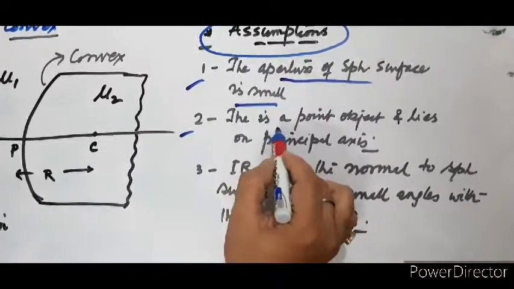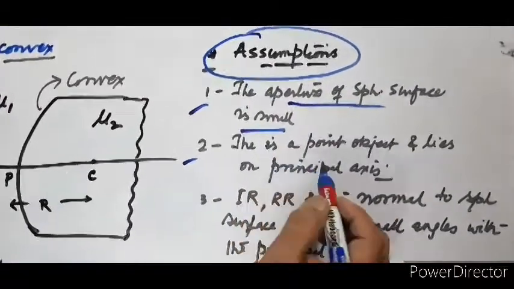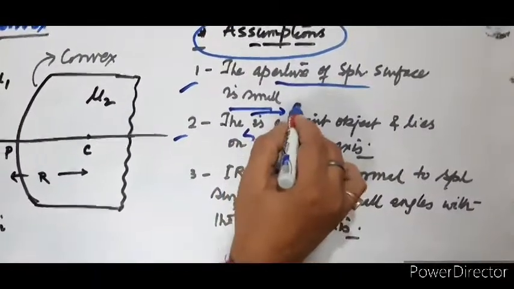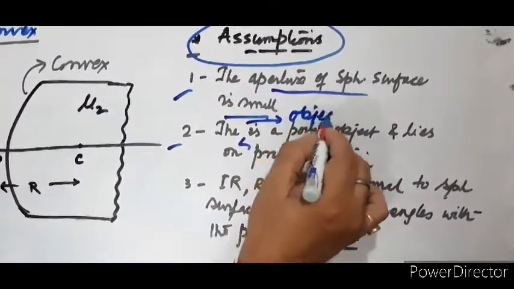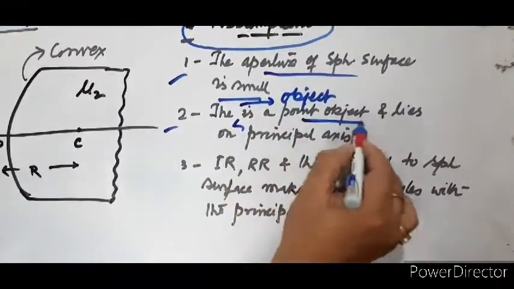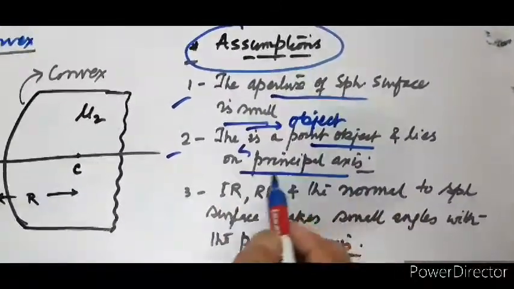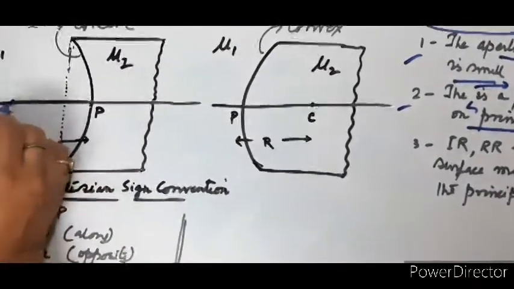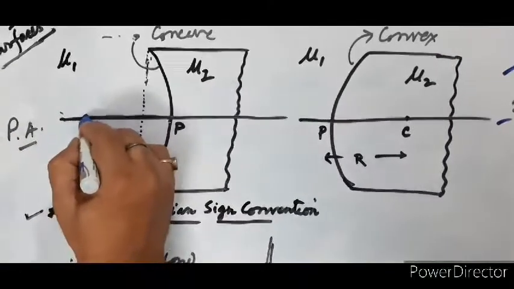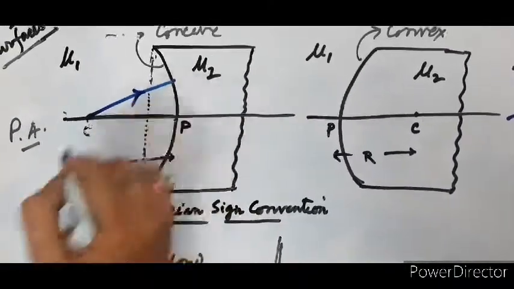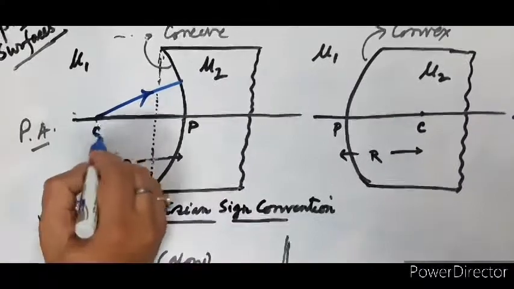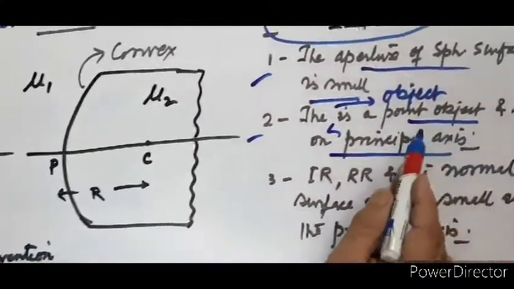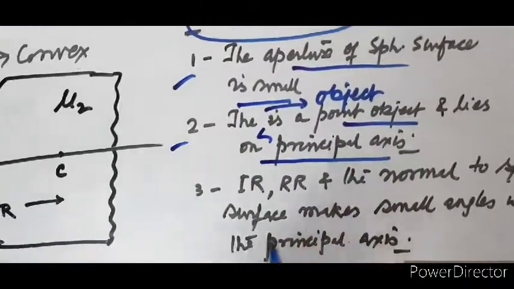The second assumption is that the object is a point object and lies on the principal axis. Here we have to take the point object, and then the ray is incident on the refracting surface, like that. So the object should be a point object and lie on the principal axis.